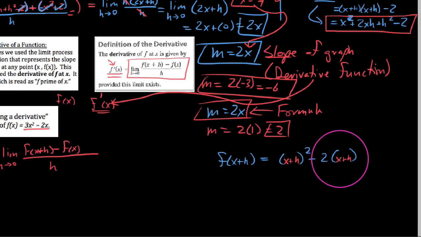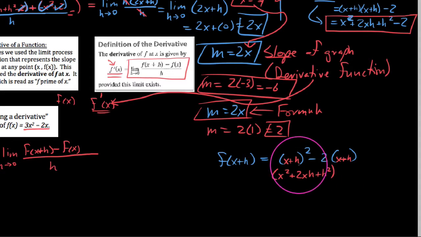And so we have a binomial expansion to carry out here. For instance, this is going to become x squared plus 2xh plus h squared on the left here. This is this quantity here. And this is minus 2x minus 2h, which is what I get when I distribute this.